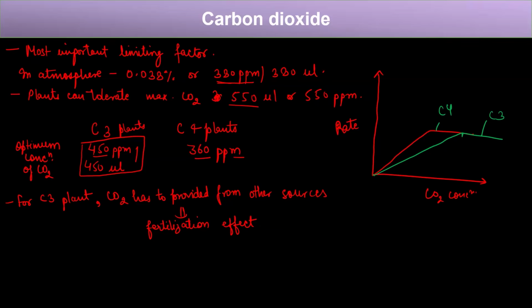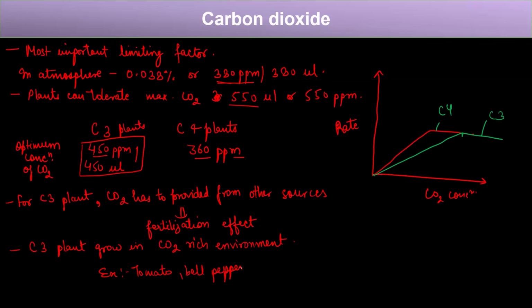Because the C3 plant's requirement is higher, the carbon dioxide has to be provided from another source, and this is known as the fertilization effect, which means that C3 plants grow in what type of environment? So C3 plants grow in a carbon dioxide rich environment. Okay. And examples of C3 plants are tomato and bell pepper. So these are the examples. Okay. So this is about carbon dioxide.